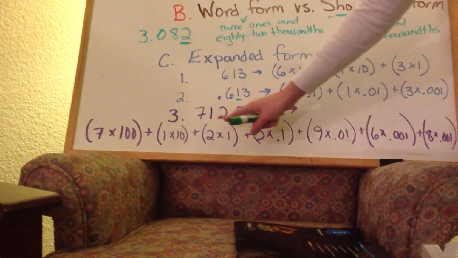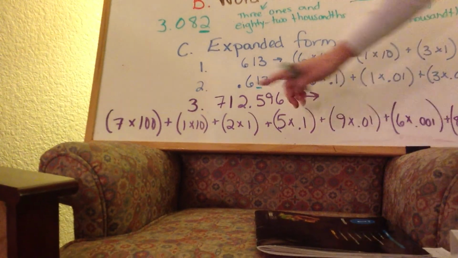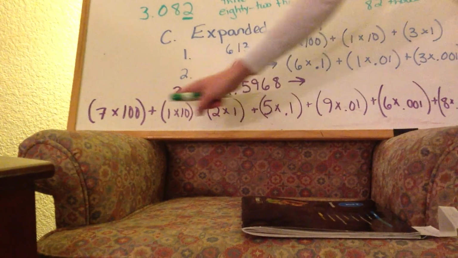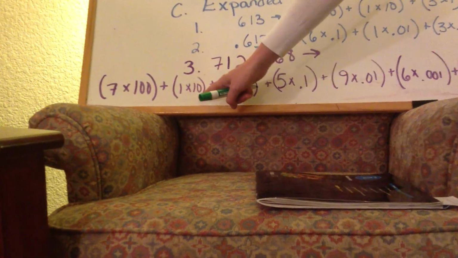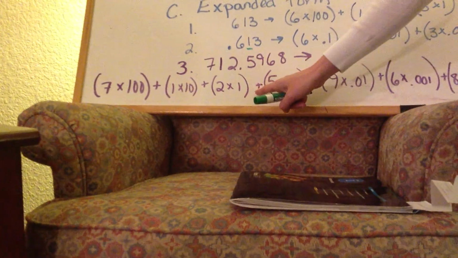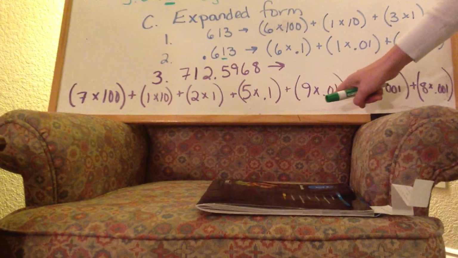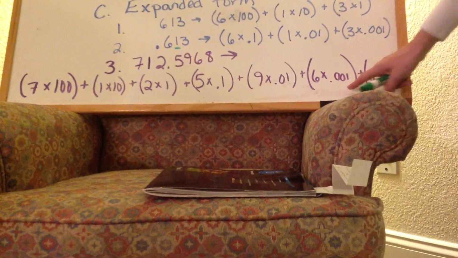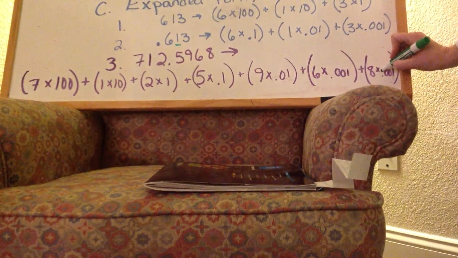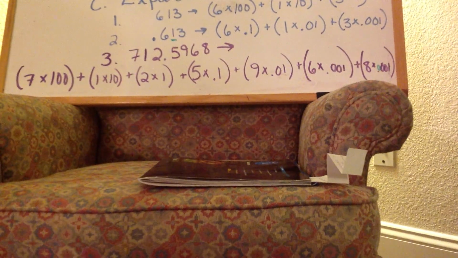So let's look at this big number right here. I have 712 and 5,968 ten-thousandths. Whew. So we start here. We start with our big number 7. That's 7 at the hundreds place, plus 1 at the tens place, plus 2 at the ones place, plus 5 at the tenths place, 0.1, plus 9 at the hundredths place, 0.01, plus 6 at the thousandths place, plus 8 at the ten-thousandths. Whoops, add a little 0. 8 at the ten-thousandths place. So that's again our expanded form.